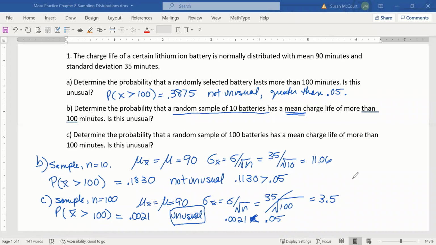So when it's not unusual, the rule of thumb for not unusual is greater than 0.05. Correct. That's it. And if it's unusual, it's less than 0.05, right? Correct. Okay. All right. I'm just double checking.